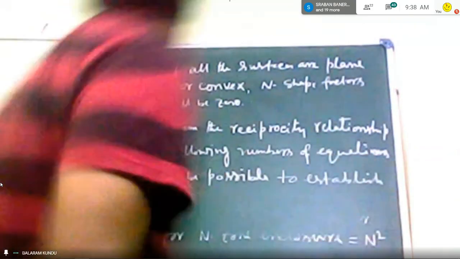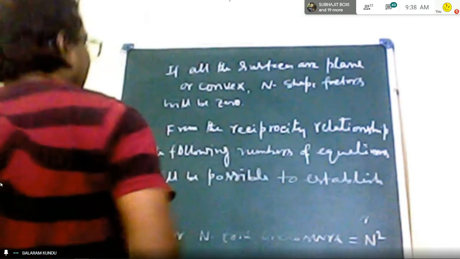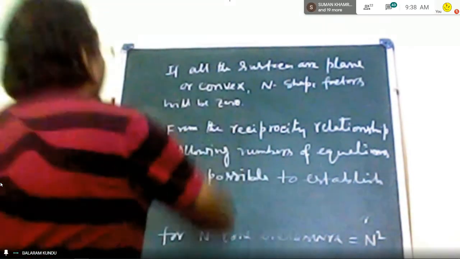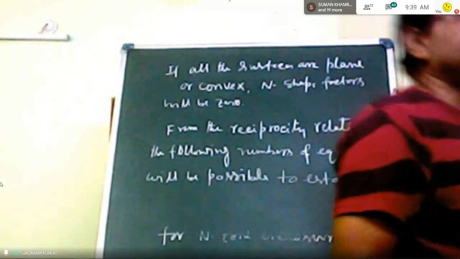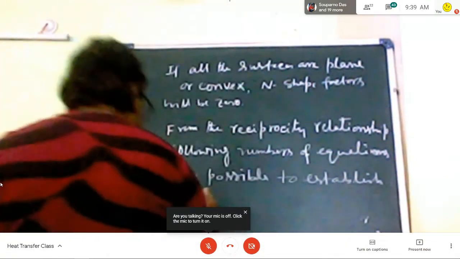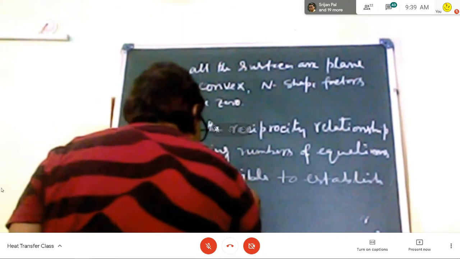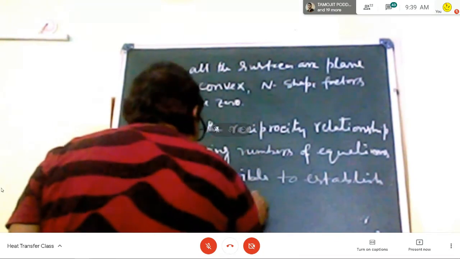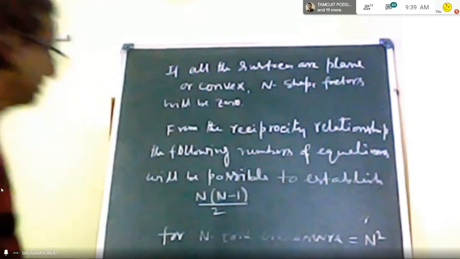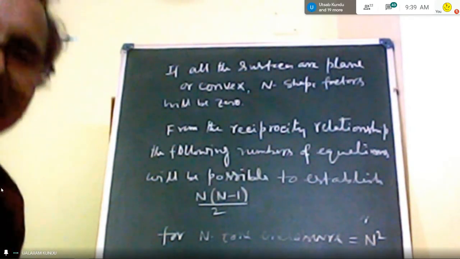Hello? It will be possible to establish, say, how many numbers? So for reciprocity, for n given enclosure, n into n minus 1 divided by 2, so that is equal to what? Hello?